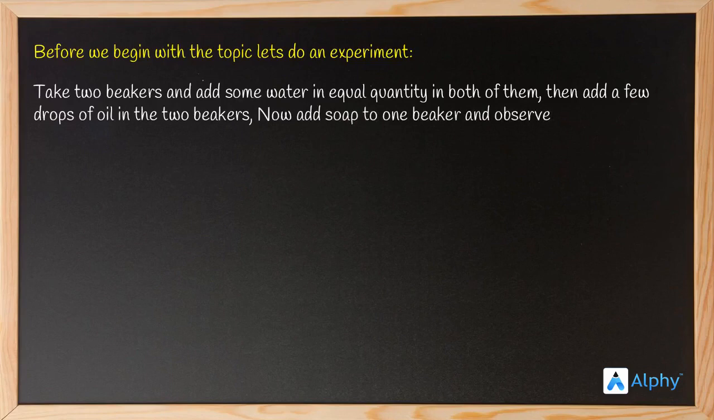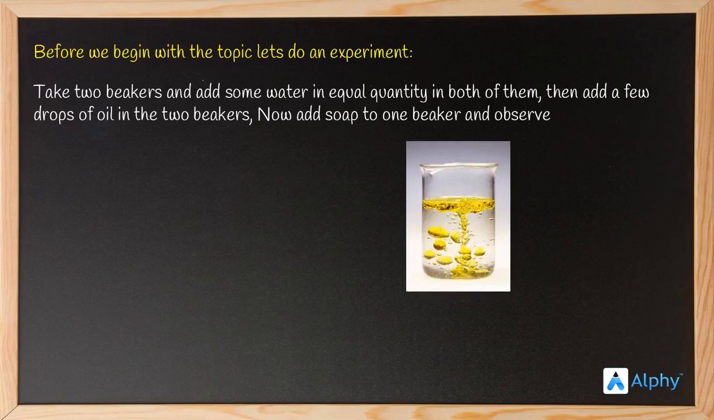So initially we have to take two beakers and we need to add water in both beakers in equal quantities. Then we have to add a few drops of oil in both the beakers. Now, the very important step is we need to add soap to just one beaker. One beaker shouldn't be added with soap, while one should be added with soap. Now, let's observe what happens.